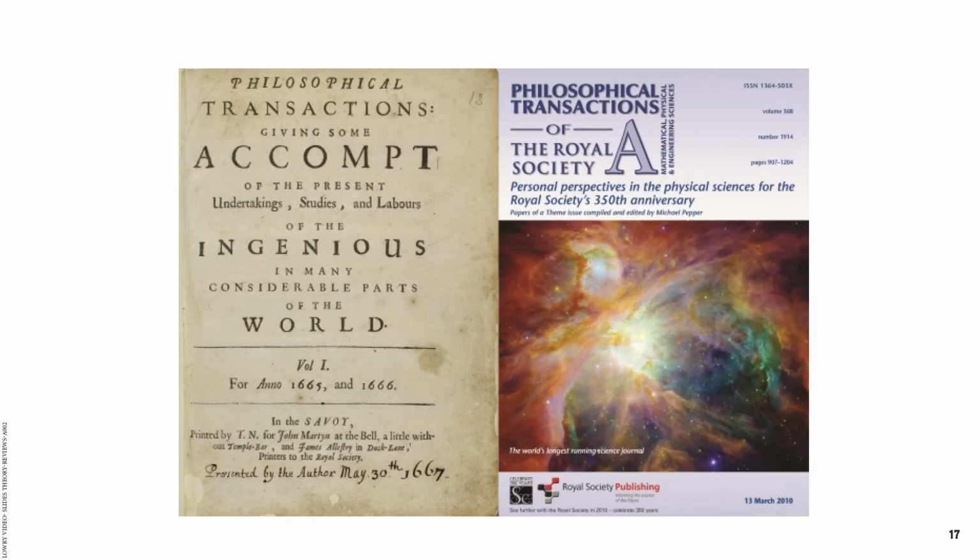To understand this a little bit more philosophically, we need to go back to the origination of journals. Let's go to the very first journal that was ever published, back in 1665. This is the Philosophical Transactions of the Royal Society. This is the oldest, longest running journal in the world.